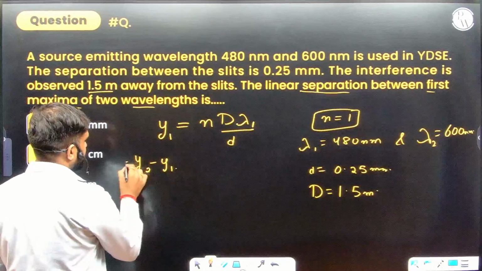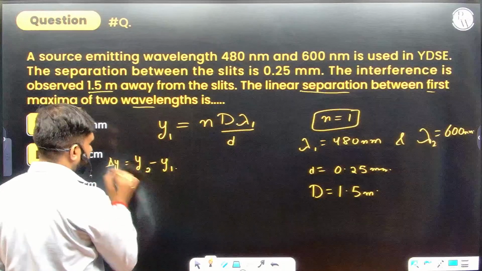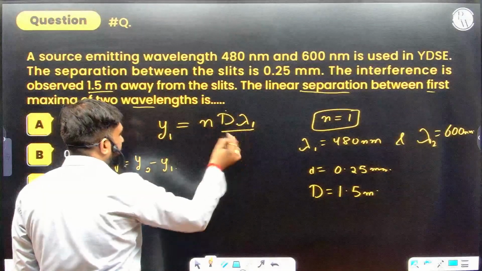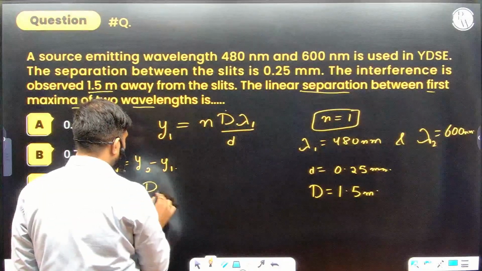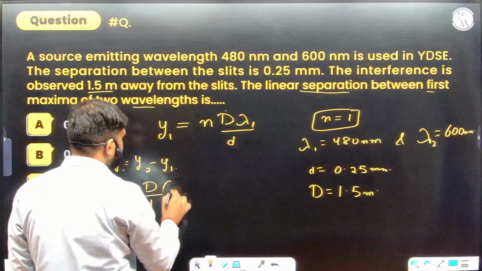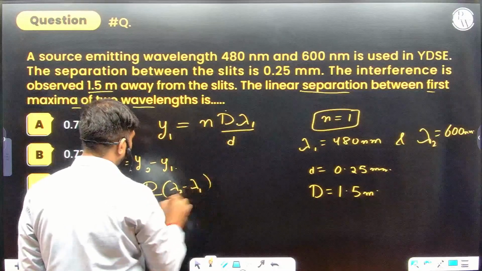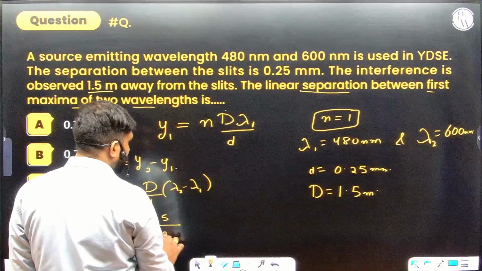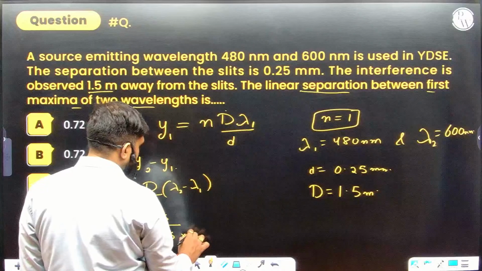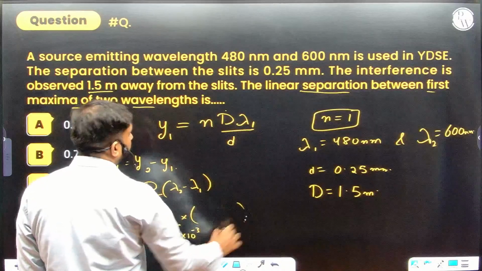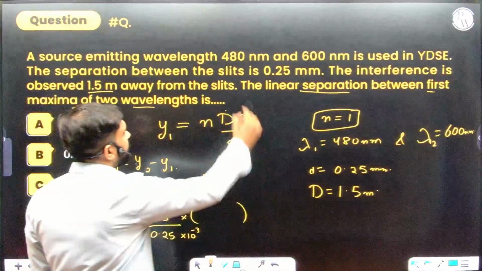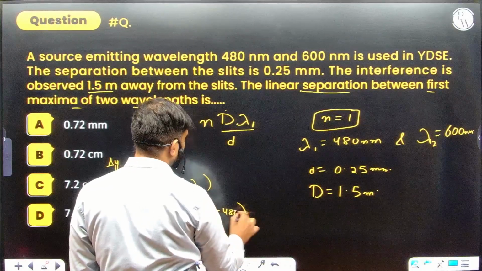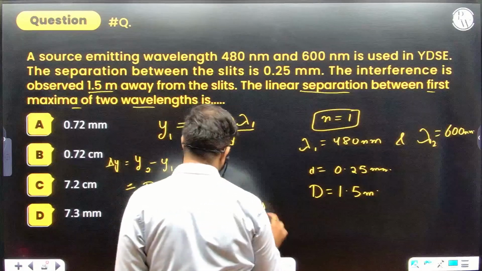Okay. This is what they are asking: the separation between the first maximas of both the wavelengths. So I guess n d lambda by d will be the same. So I'll keep D by d common, and then I'll write lambda 2 minus lambda 1. D is 1.5 meters and small d is 0.25 millimeters, that means 10 to the power minus 3. Lambda 2 is 600 and this is 480. So 600 minus 480 nanometers, that means 10 to the power minus 9.